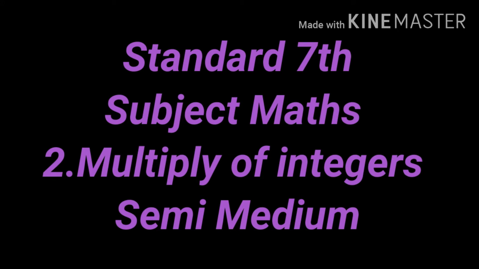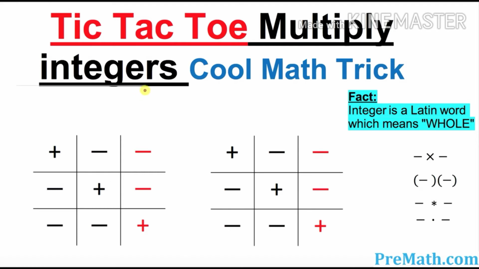Next chart. Hello again everyone. In this video tutorial we will be talking about how to multiply integers using tic-tac-toe. This is really cool and fun stuff. Let's look at the very first example and see how these positive and negative signs are distributed. On the diagonal, only positive signs are placed. The rest are negative signs.